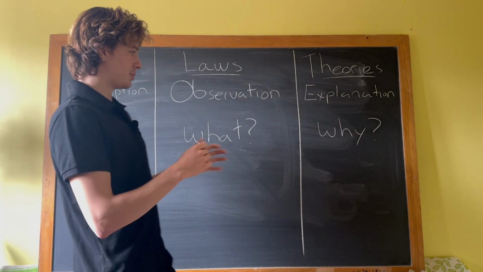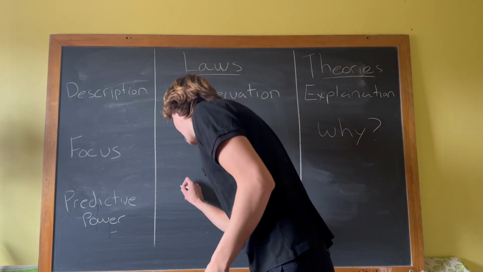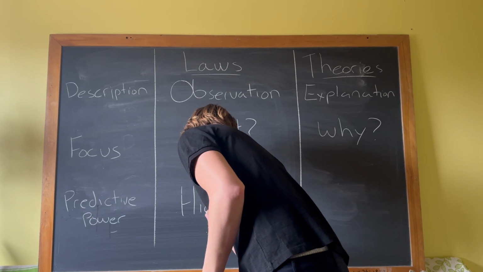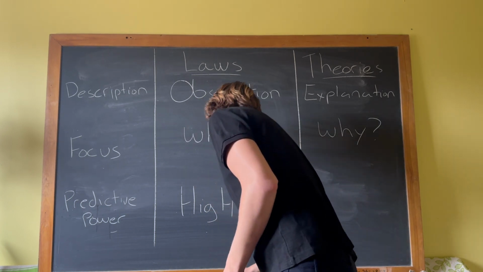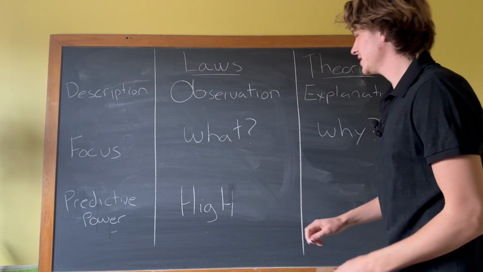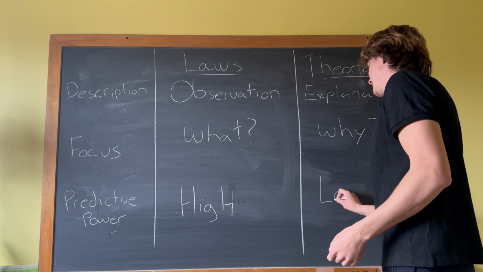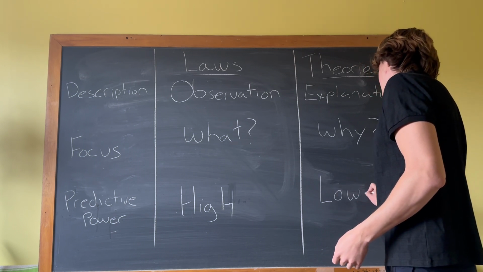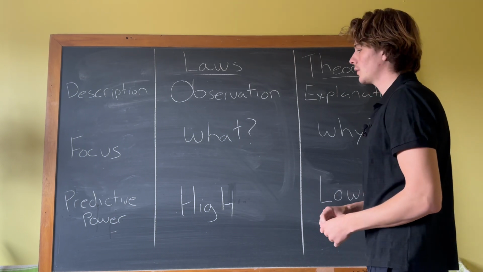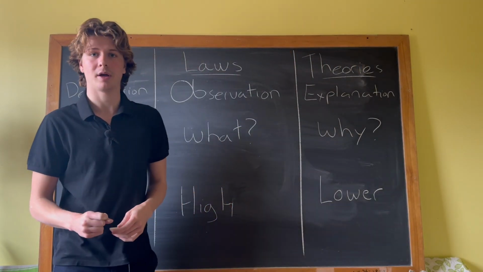So when we're talking about predictive power, right? Laws have very high predictive power. And for some reason, we think that they have the same predictive power as a theory. But in fact, it is much lower, right? Because theories are malleable. They change with the new literature coming out all the time.